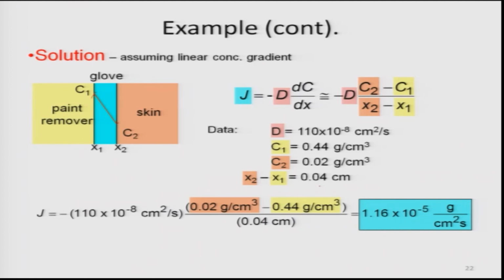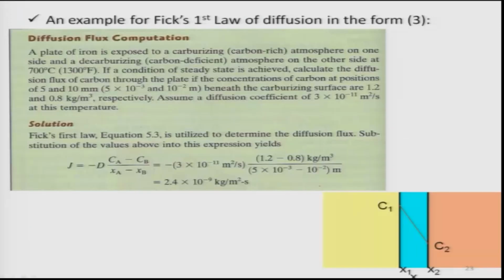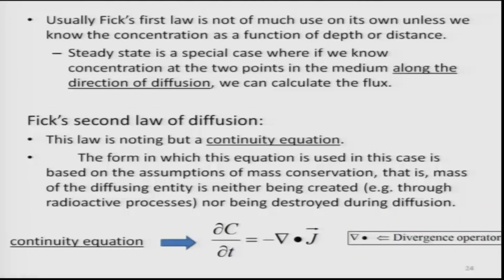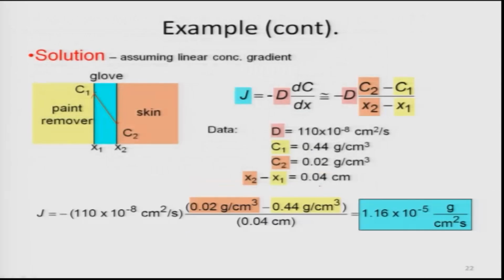So, that is the number of moles of methylene chloride which is coming to the surface of the skin, and it is not very dangerous, because this is a very small number. So, that is how the glove thickness is actually decided. I am just giving you an example.